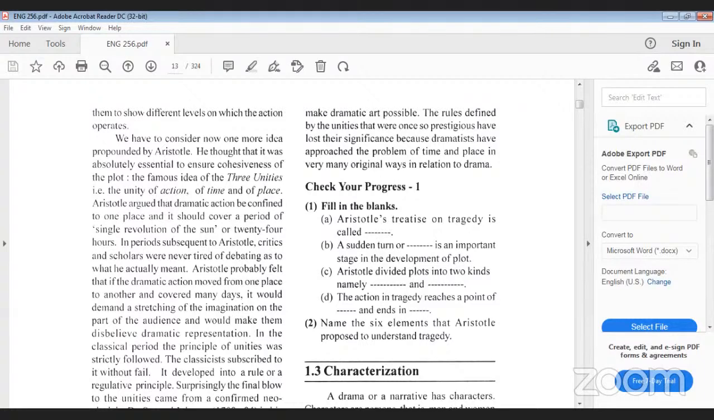In periods subsequent to Aristotle, criticized and backed, scholars are never tired of debating as to what he actually meant. Aristotle probably felt that if the dramatic action moved from one place to another and covered many days, it would demand a stretching of the imagination on the part of the audience and would make them not believe the dramatic representation. In the classical period, the principle of unities was strictly followed. The classicists subscribed to it without fail.